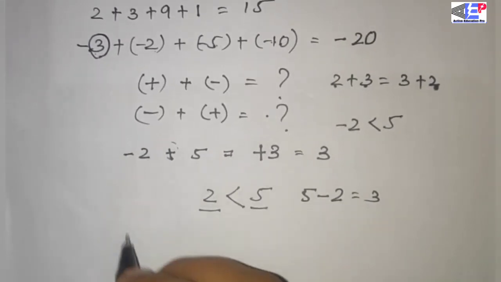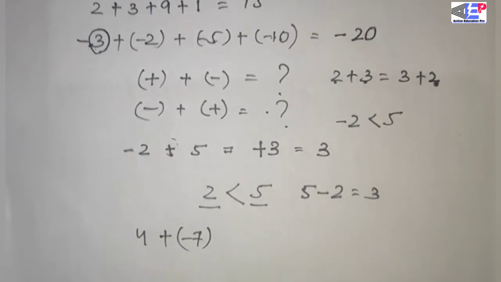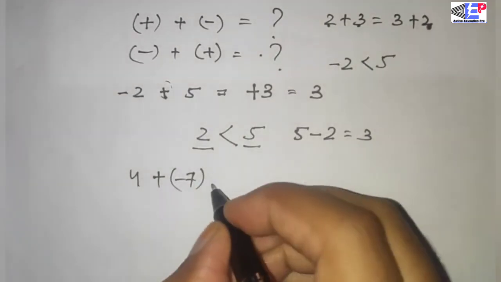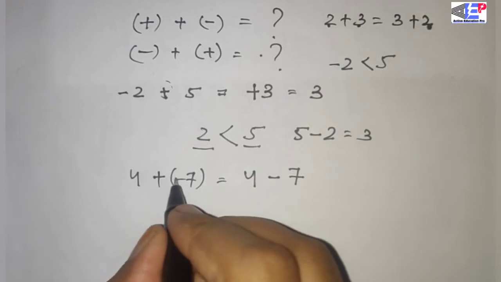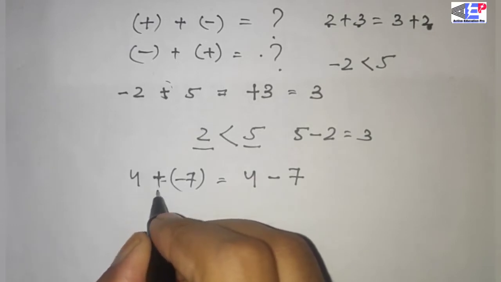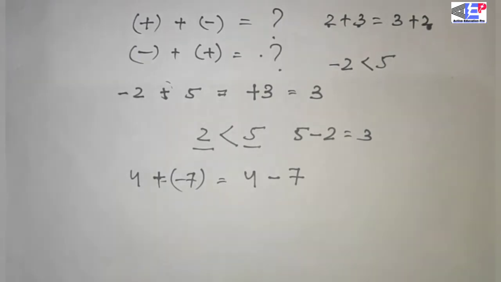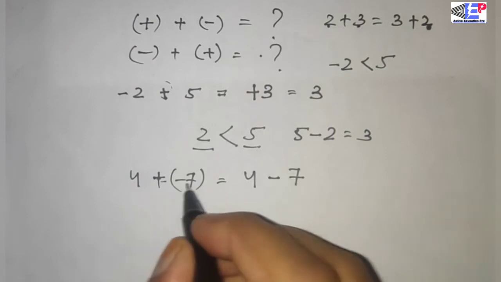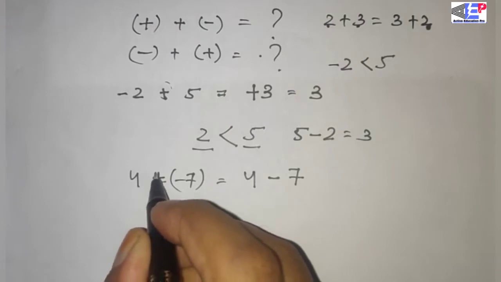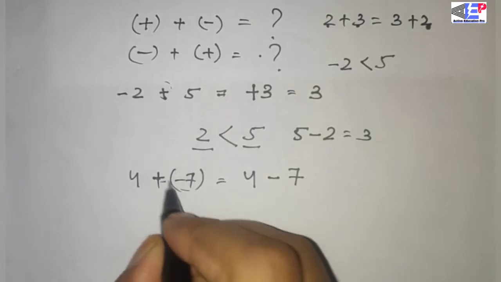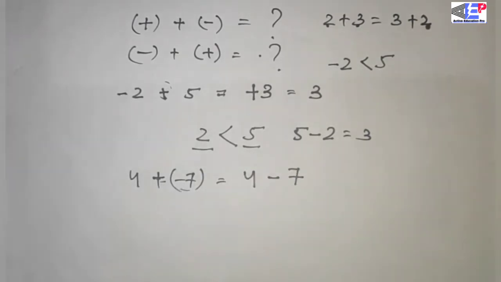Another example. 4 plus minus 7. You can write here 4 minus 7 because there is another rule. If there is an addition symbol before any bracket, then the number with its sign you can write directly. Means there is a plus sign before this bracket, and this bracket contains a negative integer, so you directly write the negative integer: 4 minus 7.